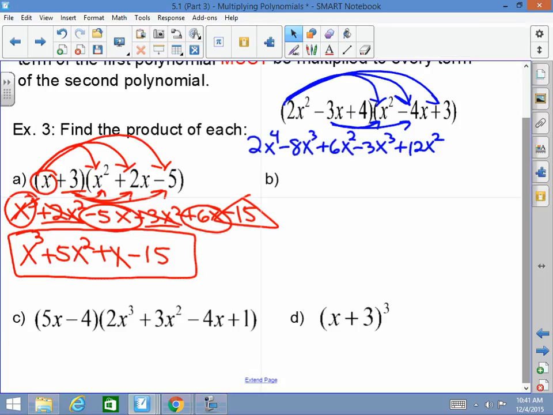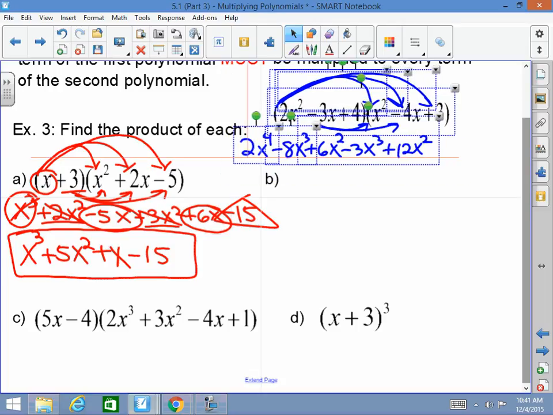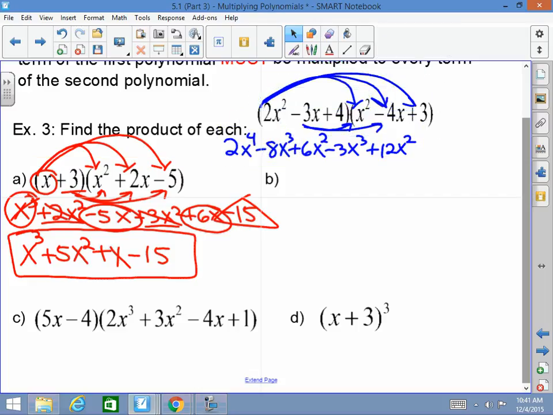Let me move this a little bit over. Okay. Negative 3x times 3 is negative 9x. And then last but not least, 4 times x squared is 4x squared.